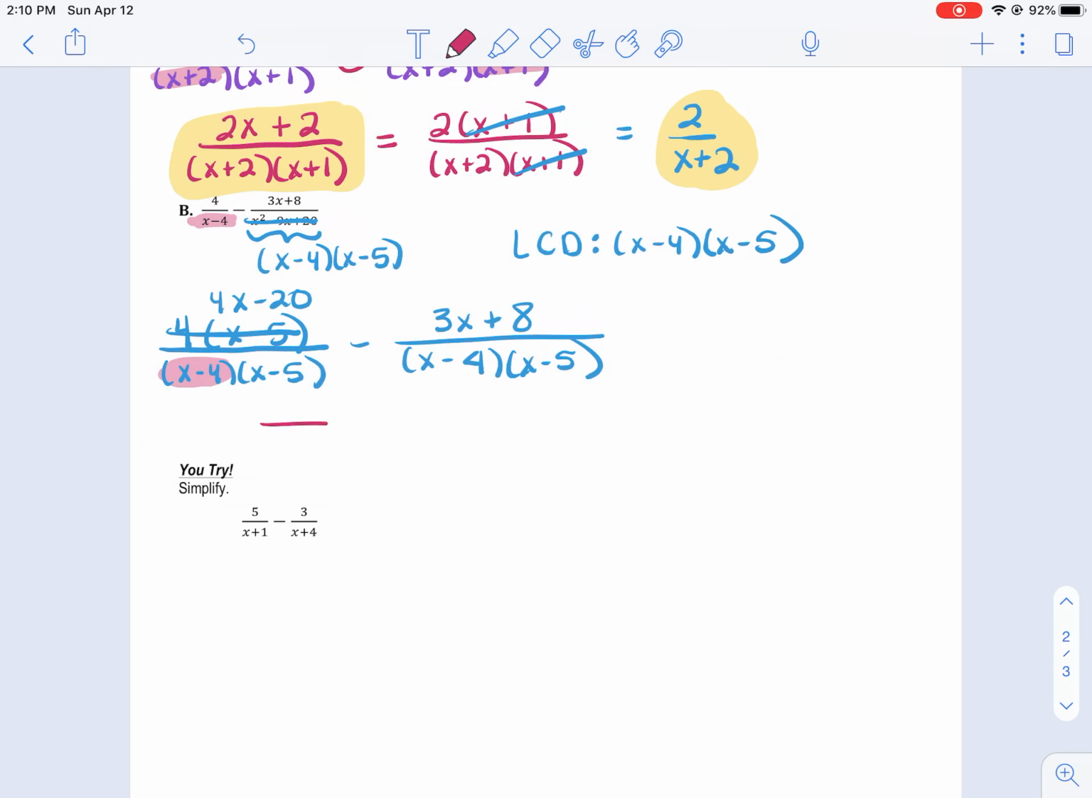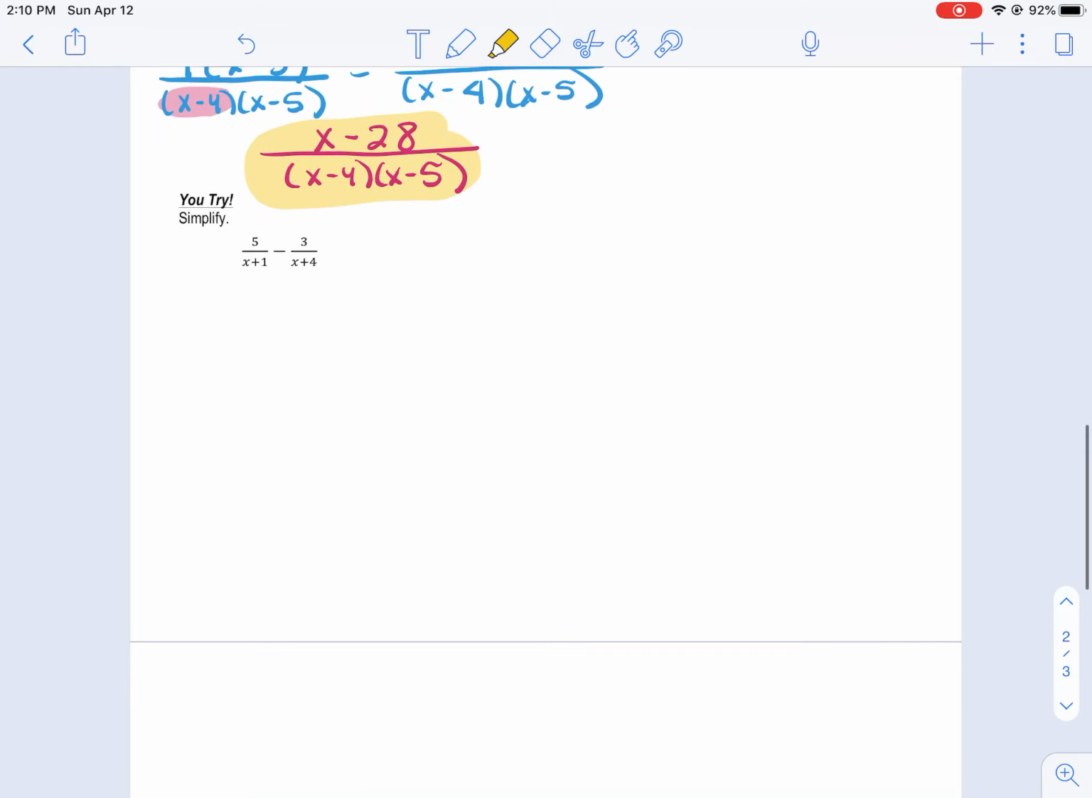And now we can put our like terms together. So our denominator is going to stay at x minus 4 times x minus 5. And then we have 4x minus 3x is 1x. And then negative 20 minus 8, remember to distribute that minus sign, is negative 28. And so we get x minus 28 over x minus 4 times x minus 5.